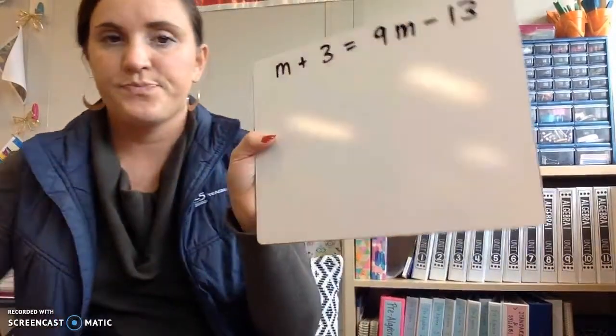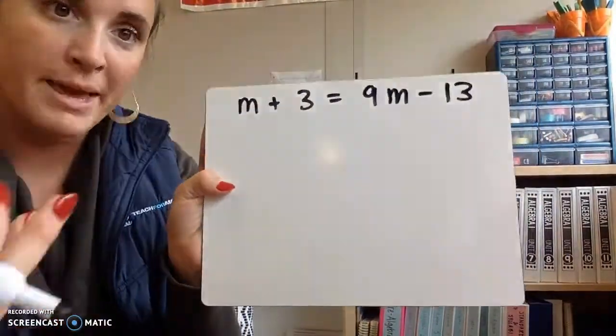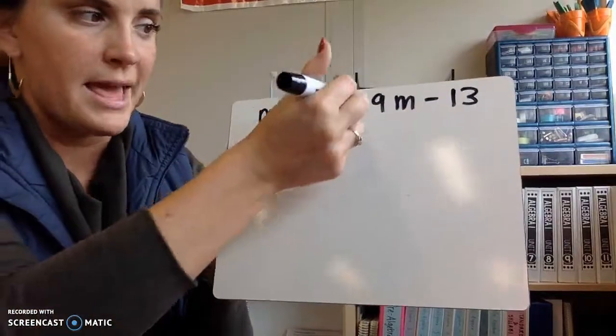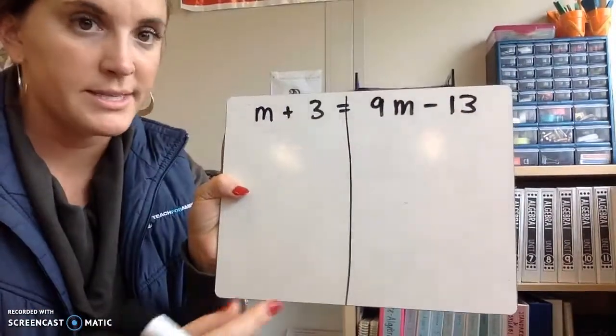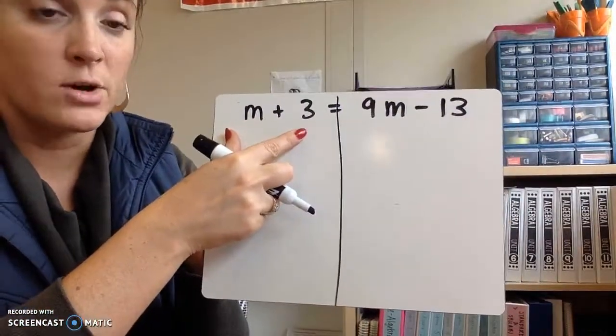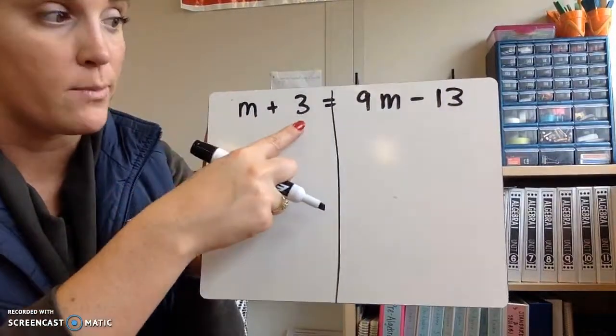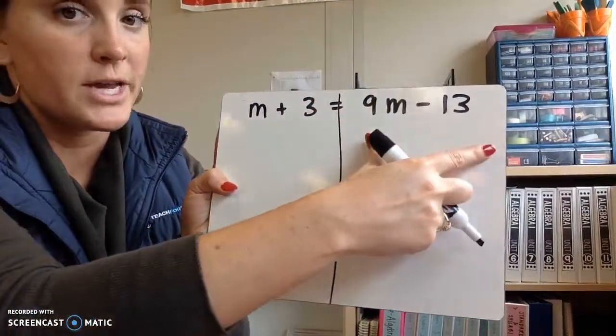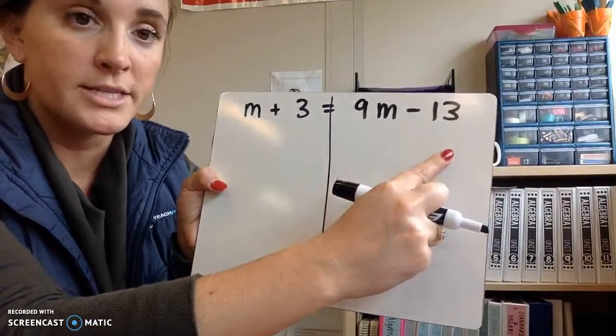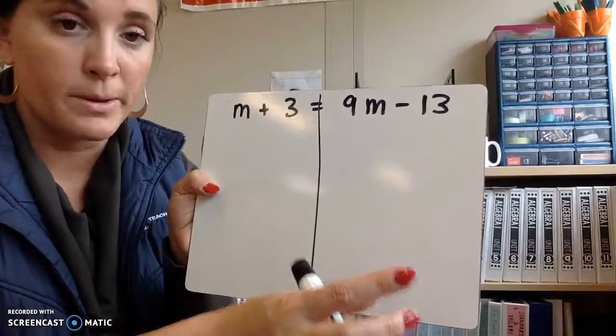m plus 3 equals 9m minus 13. All right. So they're trying to make it a little trickier for you by just having an m. First thing I'm going to ask myself, I don't have any parentheses. I don't have any like terms. One variable term, one constant term. Same thing over here. Just one variable and one constant term. Nothing to distribute or combine.